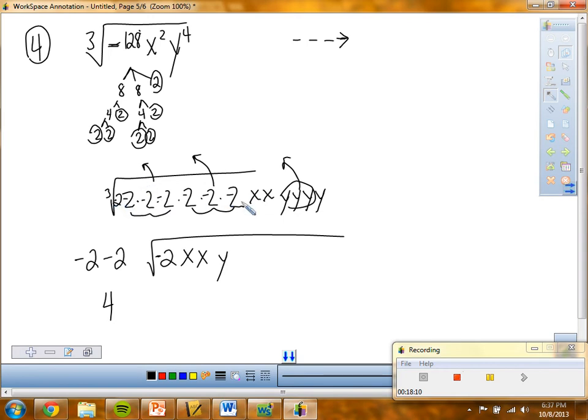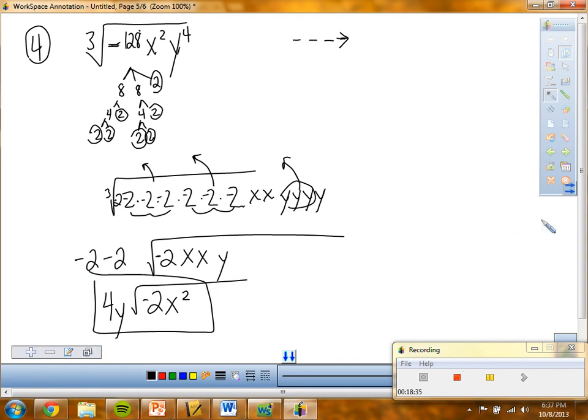Then my y is going to come out. Do I need to take an imaginary out? No, because it's okay for me to have all of these negatives inside. And so then this negative 2 can stay inside, and that's alright. And then my x's stay inside as well.